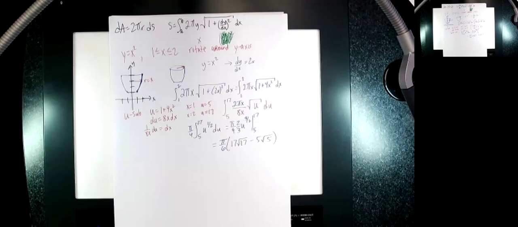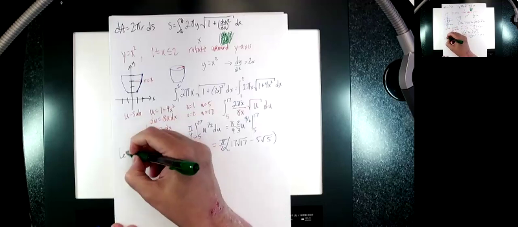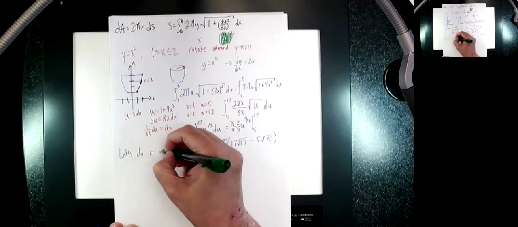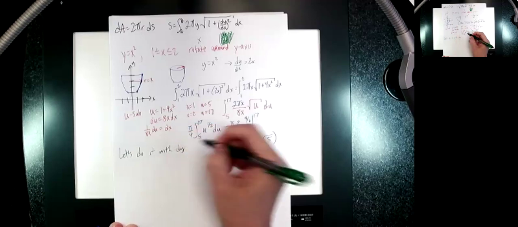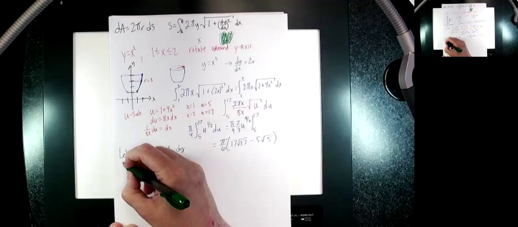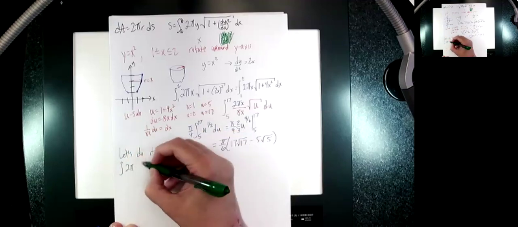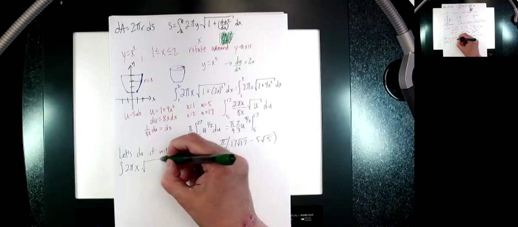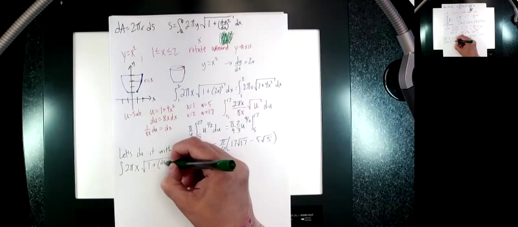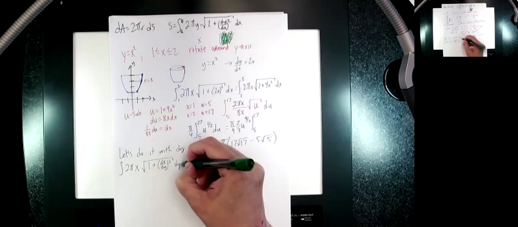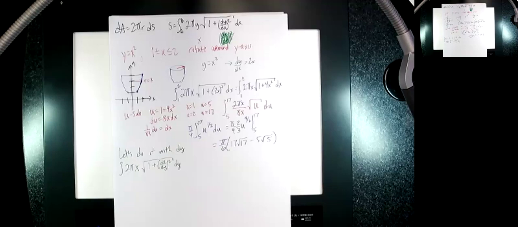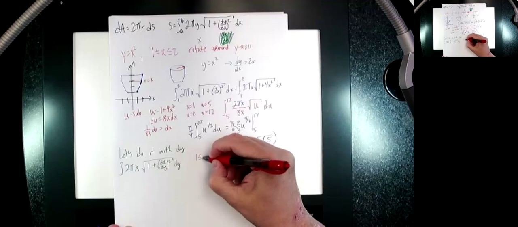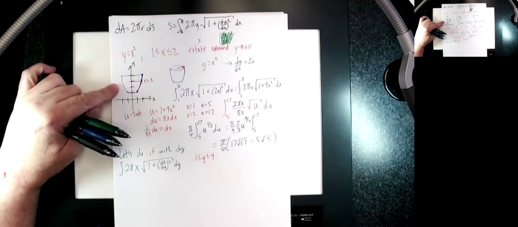All right, so let's take a look at doing this with dy. We still have 2 pi. The radius is still x, that hasn't changed. But now we're going to switch to 1 plus dx dy squared dy, which means we've got to switch this over to y's. It looks like y is going from 1 to 4 on our graph. The graph hasn't changed. The picture's still the same.